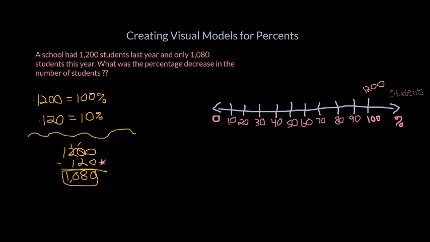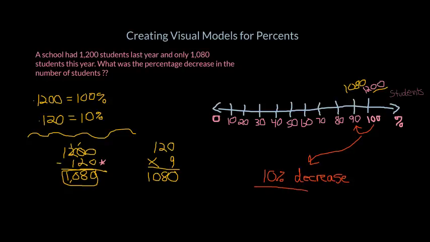So over here on the number line, we have 1,200 at 100%. So since it's 10%, which is 120, out of 1,200 is 1,080, then 10% less than that would be 90. And we could put that right here, 1,080. 120 times 9 also gives you 1,080, which is the individual notches, jumps from each 10% upward. So we have a 10% decrease.